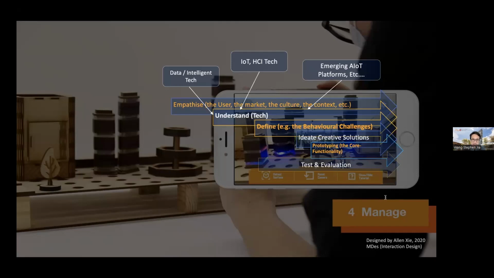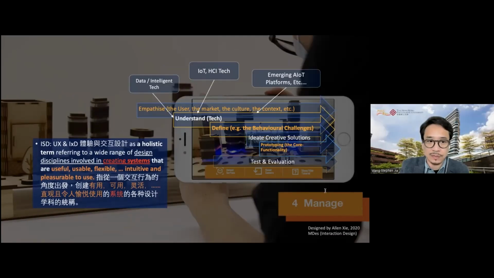We emphasize prototyping, especially to build up the core functionality and test it. Then we do testing and evaluation. Okay, so for ISD, for example, we emphasize user experience and interaction design as a holistic term referring to a wide range of design disciplines involved in creating systems that are useful, usable, flexible, intuitive, and also pleasurable to use.